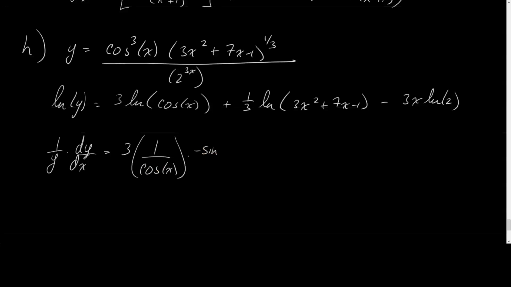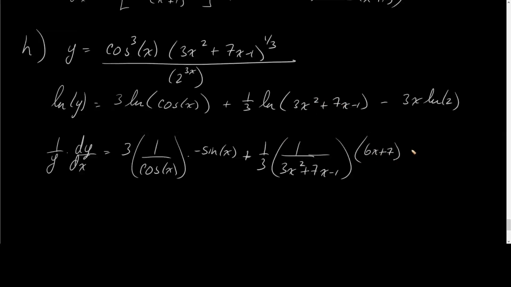The derivative of cosine is negative sine, right? Next thing, plus 1/3 times the derivative of ln of something is 1 over that thing, times the derivative of the inside, 6x plus 7, minus, in here, look at this, 3 ln of 2 times x. If I had something like 5x, its derivative would be just 5, right? So essentially here we have the same scenario where 3 ln of 2 is just a number, so we could treat it like 5. And in here, 3 ln of 2 times x, its derivative is just 3 ln of 2.